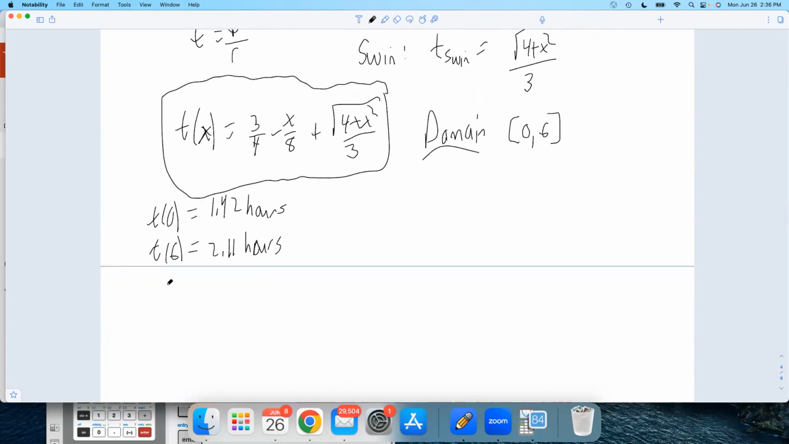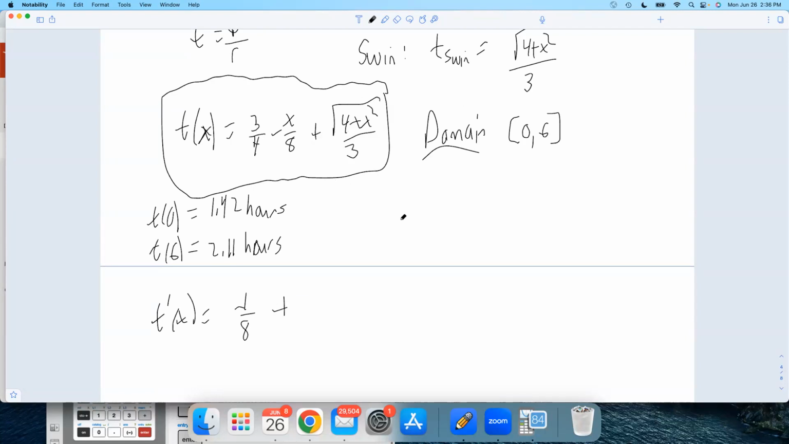All right, so every single time on these optimization problems, write what you're trying to minimize or maximize as a function of one variable and then take the derivative. So T prime of x here will be right here. I'm going to get -1/8. The derivative of a constant is 0. That's why I split that first part up.